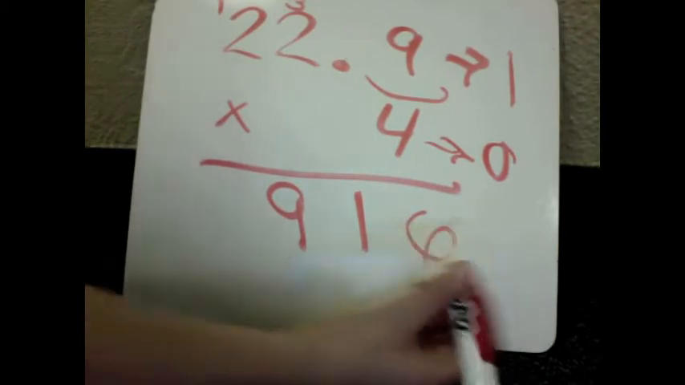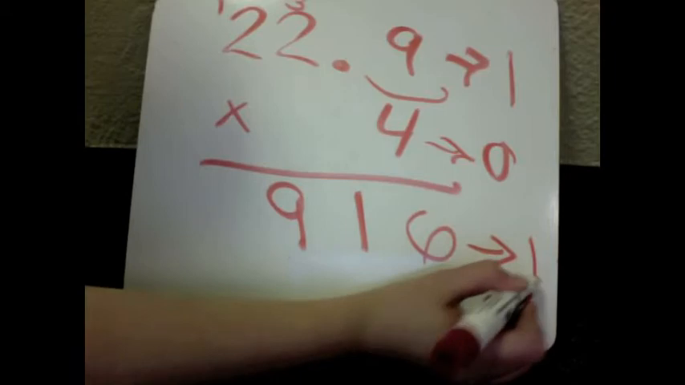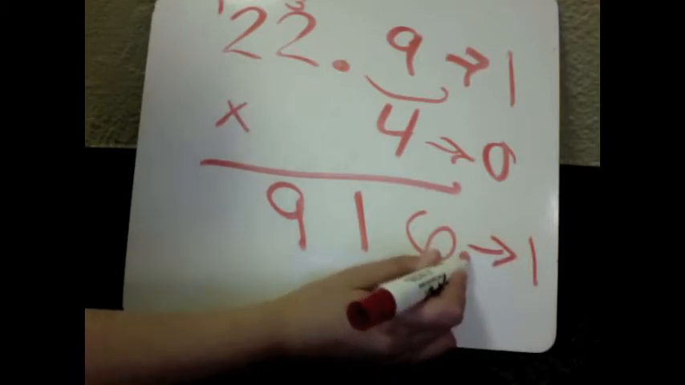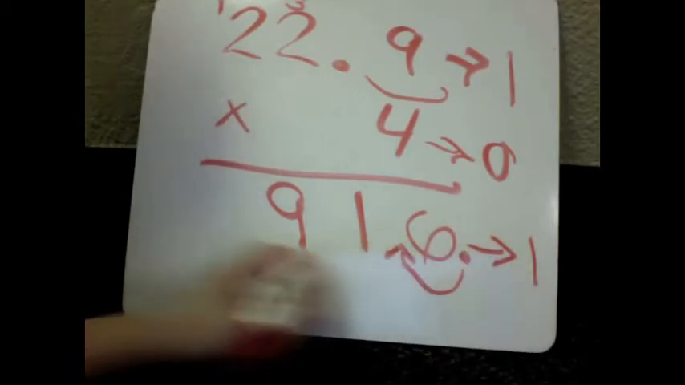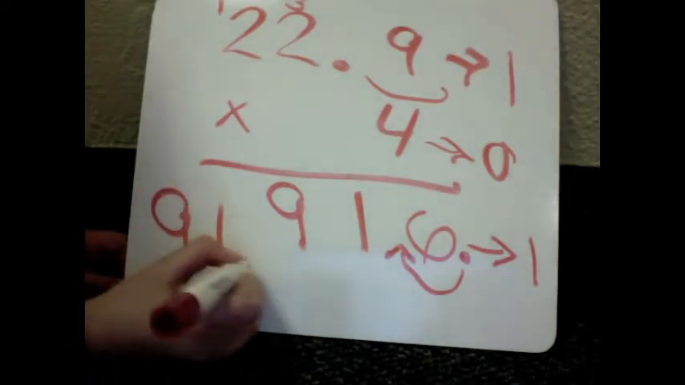And so then you add the two together. 1 plus 0 equals 1. And then you have to move the decimal point from here to here. And so you get your answer, 91.6.